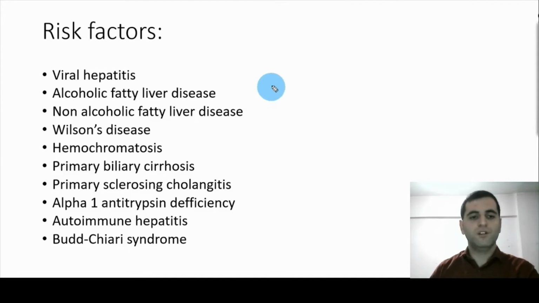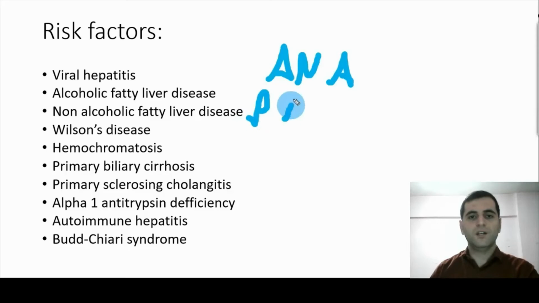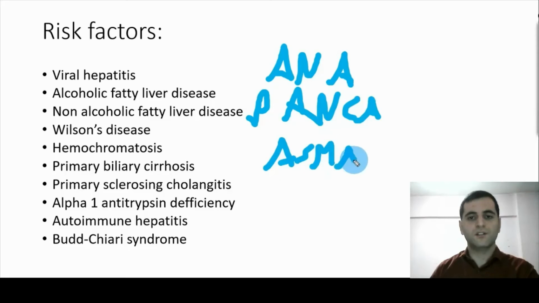It is subdivided into two groups. The first type of autoimmune hepatitis is seen in adults and is characterized by these autoantibodies: anti-nuclear antibody, P-ANCA, and also anti-smooth muscle antibody. The autoimmune hepatitis which is seen in children is associated with anti-liver kidney microsomal antibody.